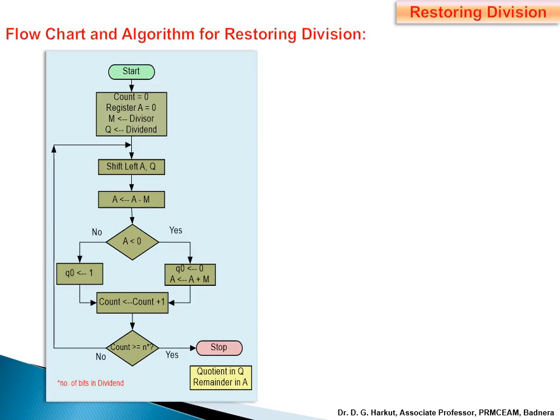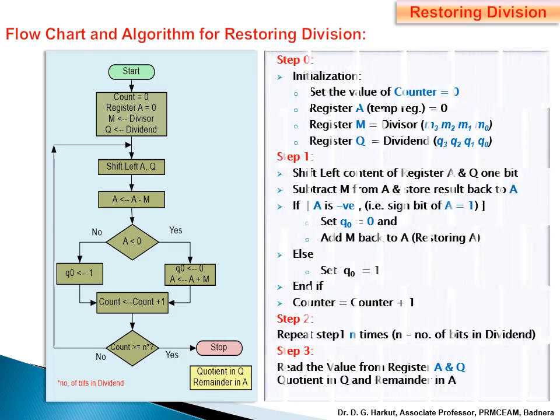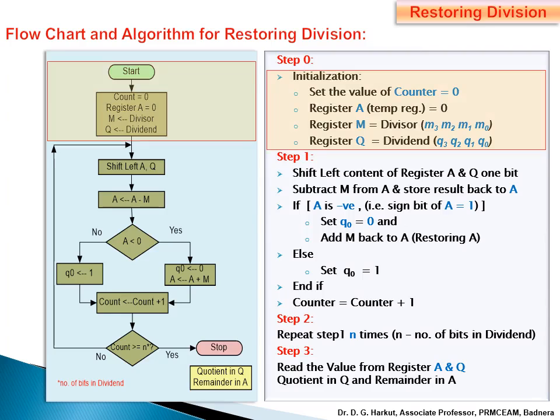Now we will see the flowchart and algorithm for performing the restoring division of two binary numbers. Algorithm consists of 4 steps. Step 0 is initialization step. Here we will set the value of counter to 0. Load register A with all 0, register A being temporary register. Register M with divisor and register Q with dividend.